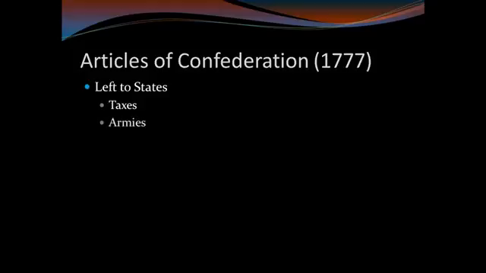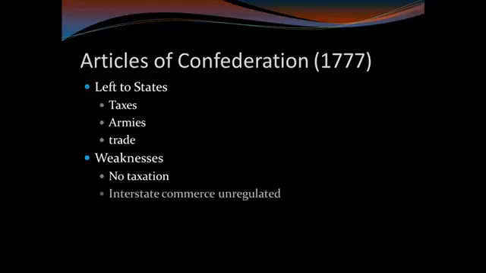They left building of armies to the states. So that once again, the federal government could not build an army, and that's what will be problematic. And they left to the states their own regulation of trade. The weaknesses then are all of those things, right? The federal government did not have the ability to build a treasury, to tax and to finance itself, basically. Interstate commerce remained unregulated.